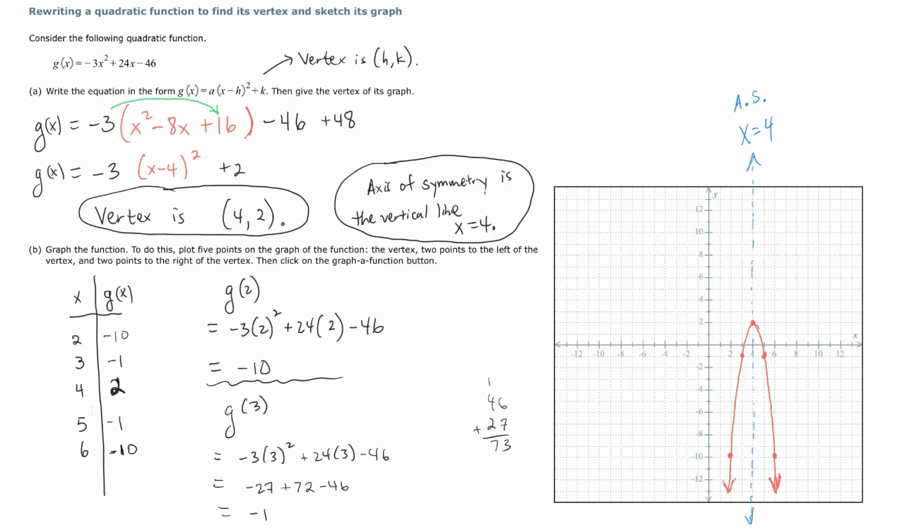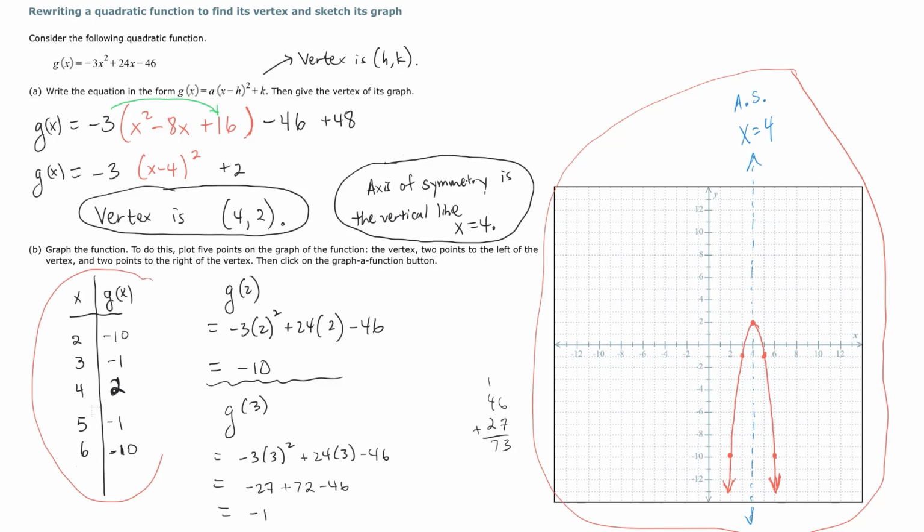So there you go. You've drawn your parabola. I'm going to go ahead and circle the final answer. We're also going to circle the ordered pairs because those correspond to the dots that you graphed.